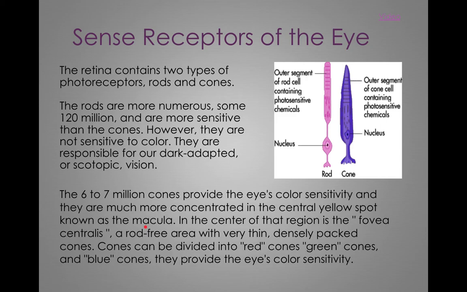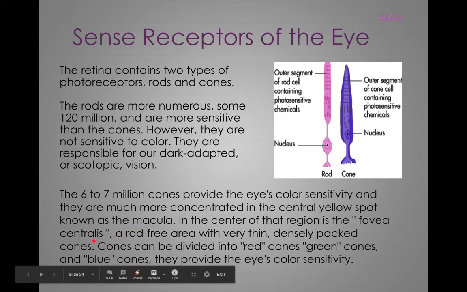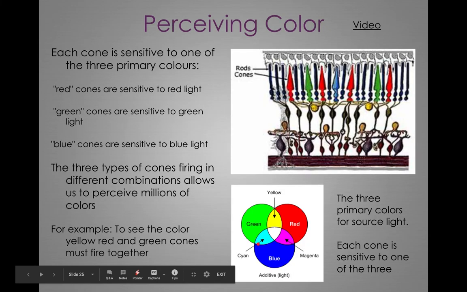And of course, they're more concentrated in the macula, like I've said. The fovea, as I said before, is a rod-free area. That means it's 100% cones. And again, there are three types of cones: red, green, and blue. They don't look that way. It's what they perceive, or what they respond to.